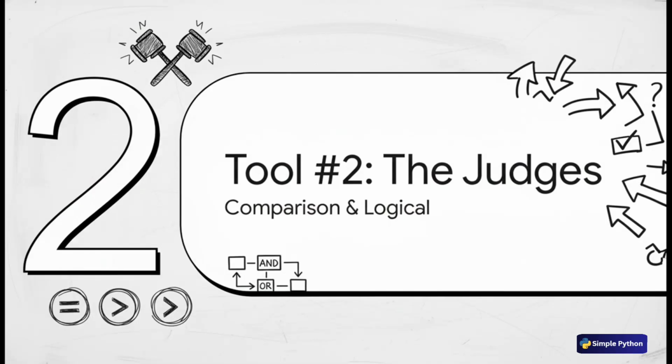Okay, so we can do math. Awesome. But now let's get into making decisions. And this is where our next set of tools comes in, the comparison and logical operators. I like to think of these as the judges of your code. They look at the evidence and decide which path your program is going to take.